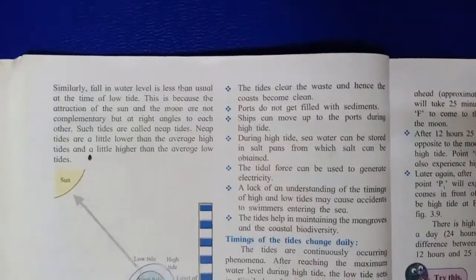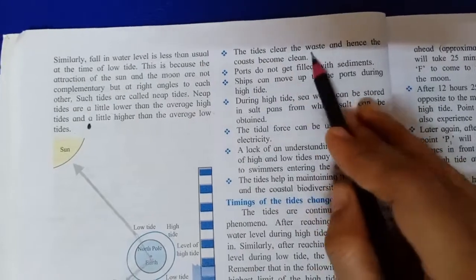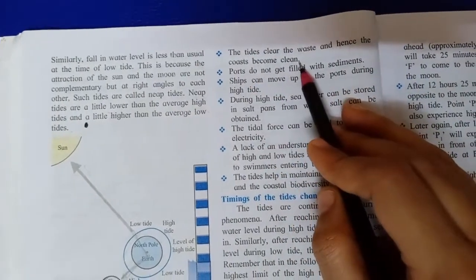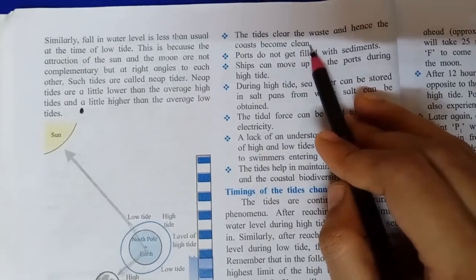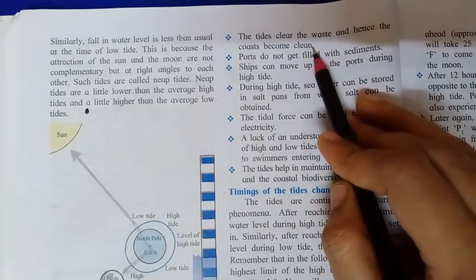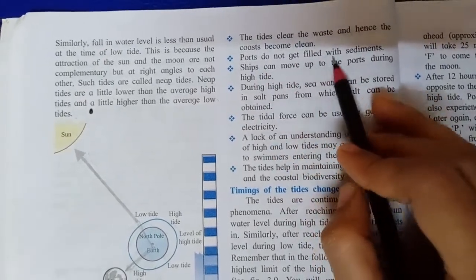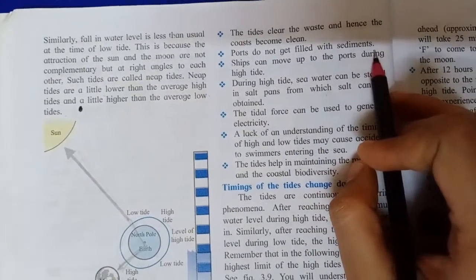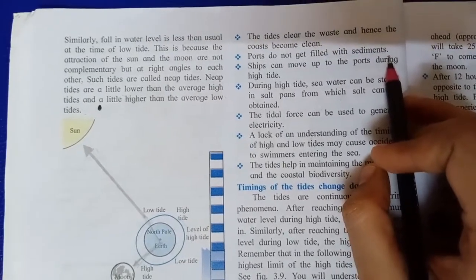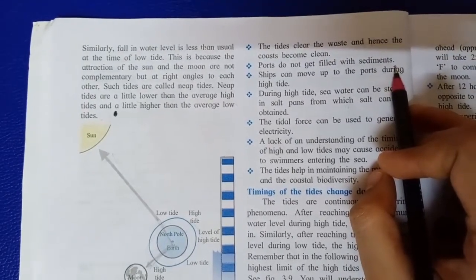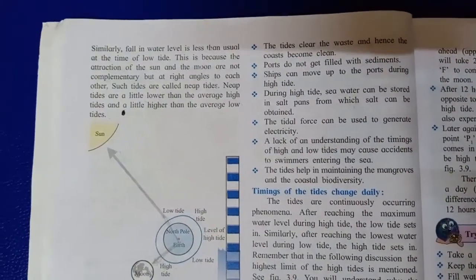Okay. The next point we are going to study is that the tides clear the waste and hence the coast becomes clean. So the tides are carrying the waste material into the sea, and because of this the coastal area becomes clean. Ports do not get filled with sediments. The ports where the boats and ships have to be anchored are not getting deposited with sediments, and thus they are clear and the ships or boats can be anchored easily.